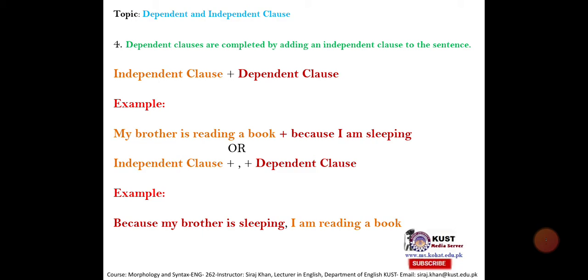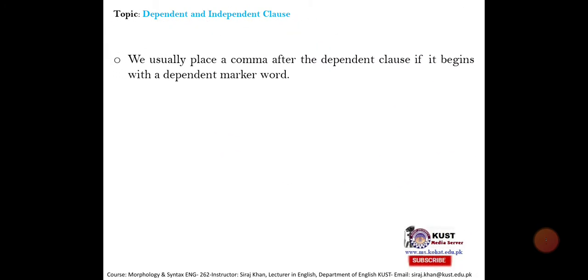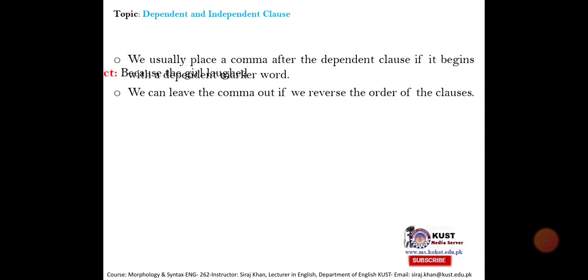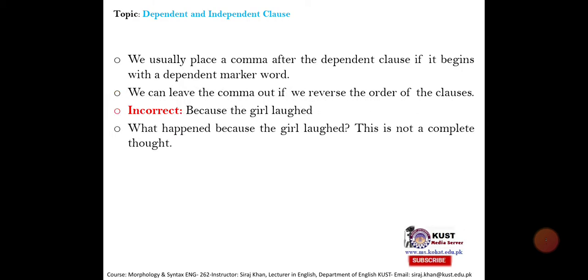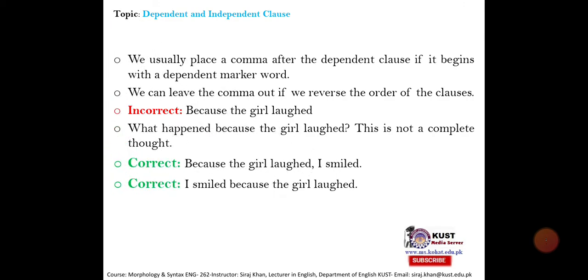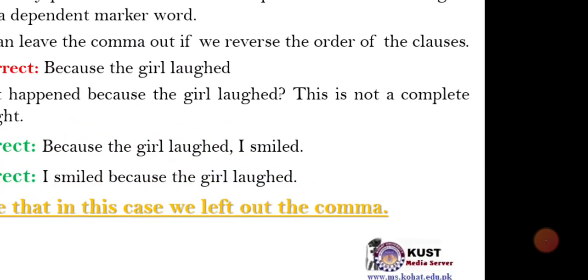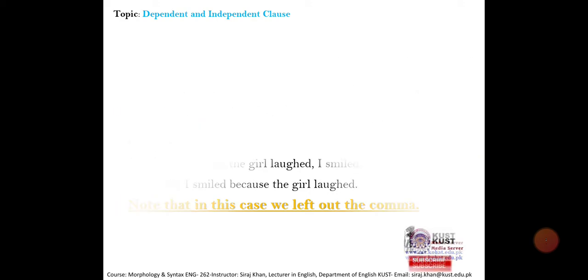So in the above example, we have not given a comma. When you're starting with a dependent marker, then you have to put a comma after the dependent clause. We usually place a comma after the dependent clause if it begins with a dependent marker word. We can leave the comma out if we reverse the order of the clauses. Like, because the girl laughed. That is incorrect. What happened because the girl laughed? This is not a complete thought. The correct one: because the girl laughed, I smiled. So now it's a complete thought. Or, I smiled because the girl laughed. Note that in this case we left out the comma.